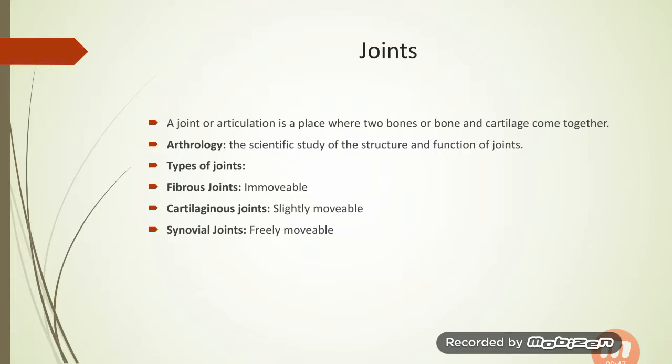And the scientific study of the structure and function of joints is called arthrology. Now the joints are classified on the basis of structure and movement. There are three different categories of joints. The fibrous joints, which are also called immovable joints. Cartilaginous joints, slightly movable, and synovial joints, freely movable.